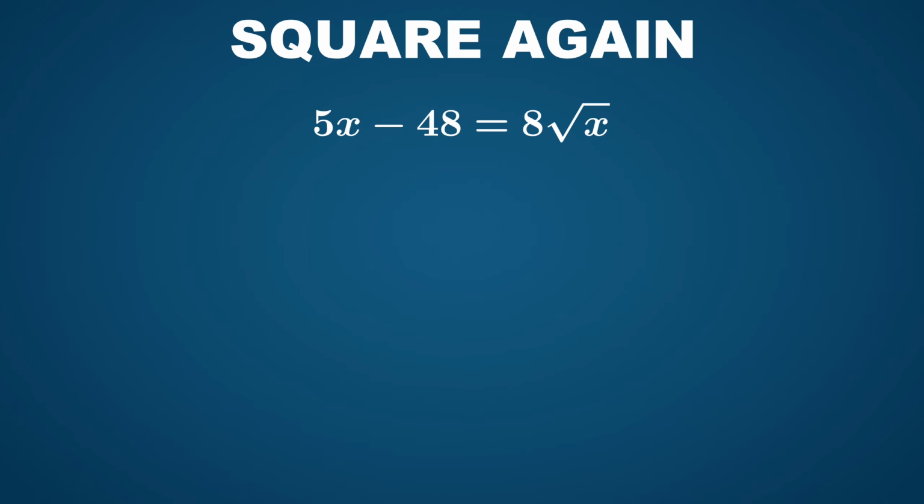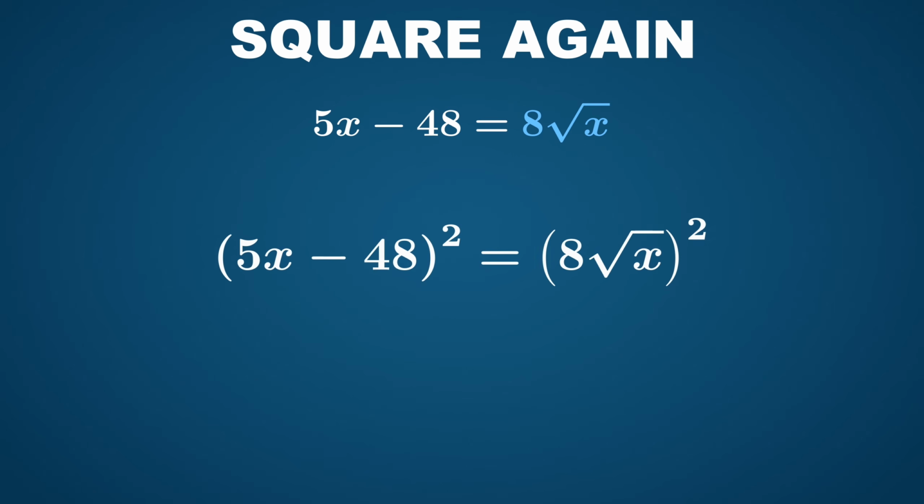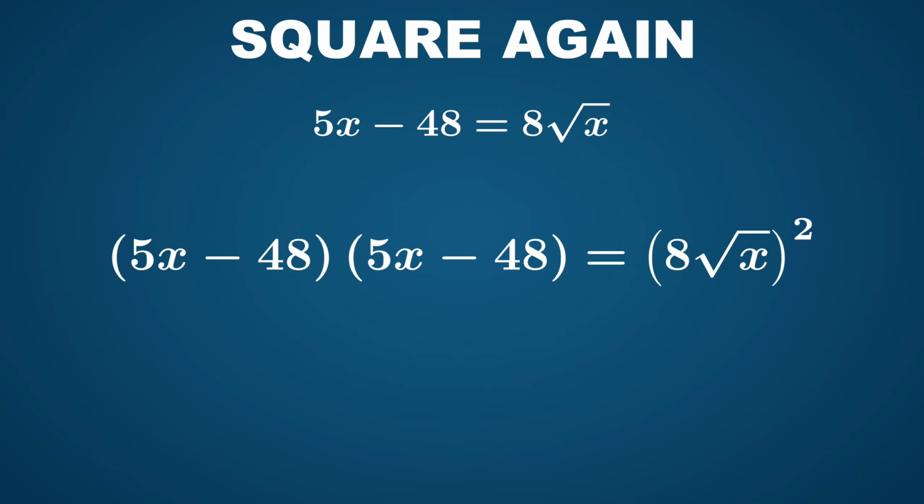One radical remains, so we square both sides once more. This time the radical carries an 8 in front of it. The left side is the quantity 5x minus 48 squared. We expand it as 5x minus 48 times 5x minus 48. We multiply the two brackets term by term, in four products.